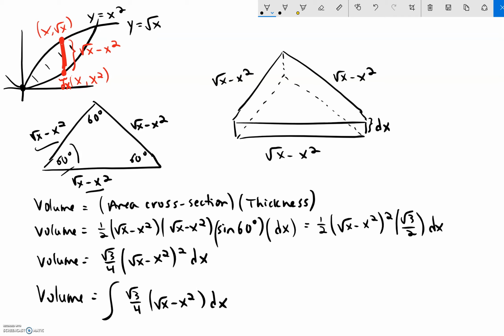And again, dx says our limits of integration have to be along our x-axis. Well, we found on the previous problem that these points of intersection were at (0, 0) and (1, 1). So our limits of integration on the x-axis are 0 to 1. And if you use your calculator to evaluate that, you should get approximately 0.056 cubic units.